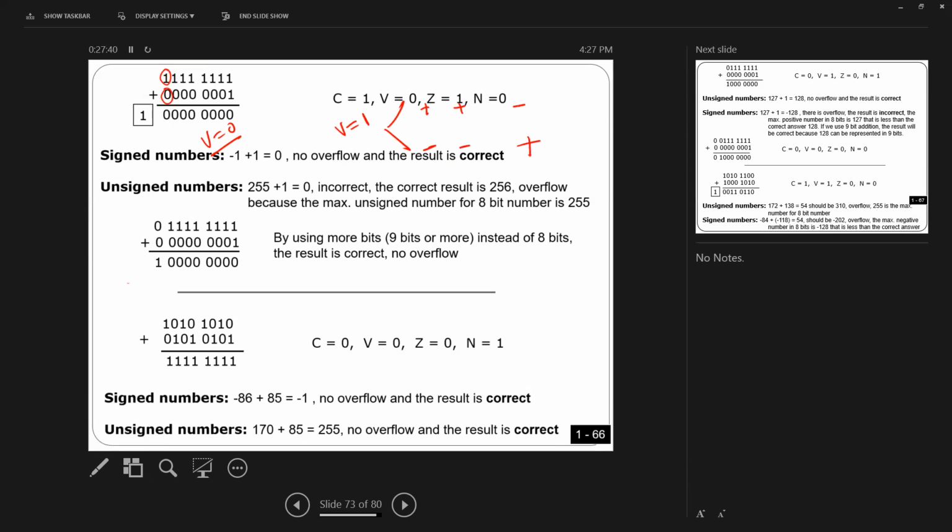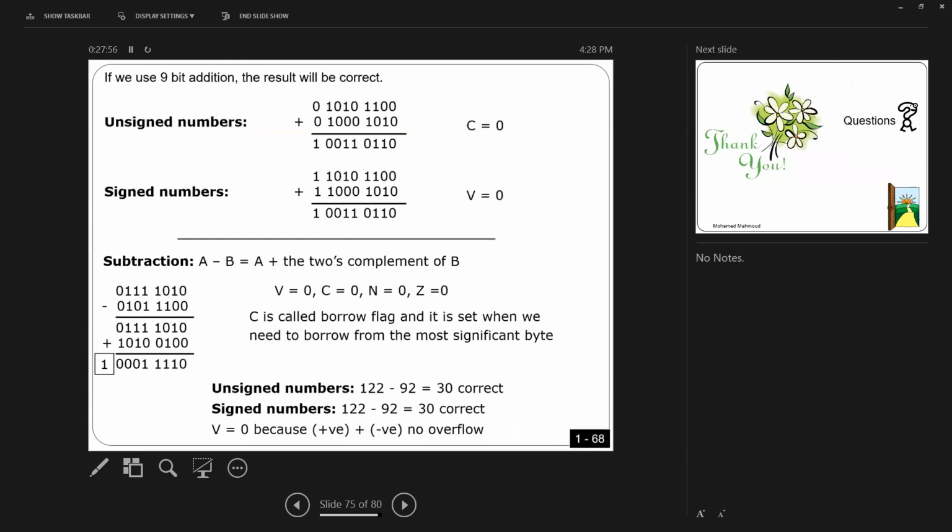So if the sign is different, I look at the most significant bit. If the sign is different, one of them is 1, one of them is 0. So for sure there is no overflow. And even this makes sense, right? Because if the number is going to get smaller, look what I'm saying. So let's see another cases.